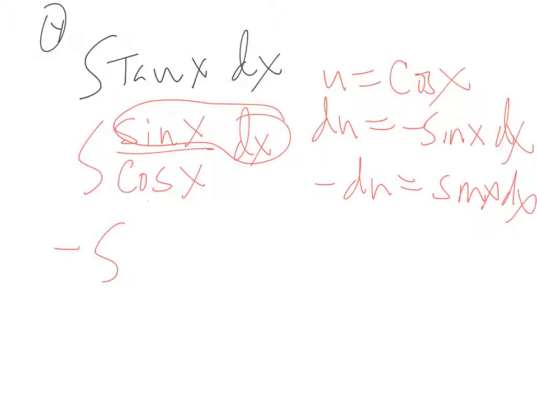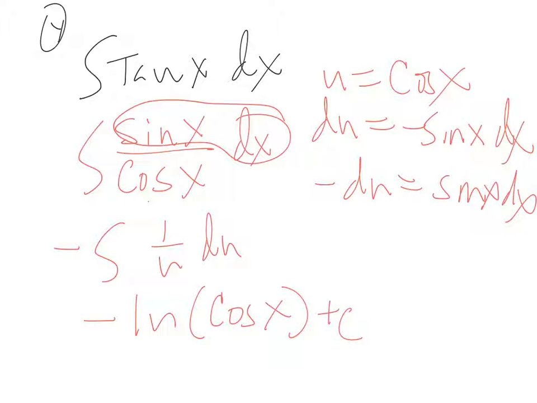So negative 1 over u du, the antiderivative of 1 over u is ln. And we're going to do that back substitution for the cosine x. Now that's a perfectly acceptable answer. I'm going to ask you a test question that's going to give you this as an answer.